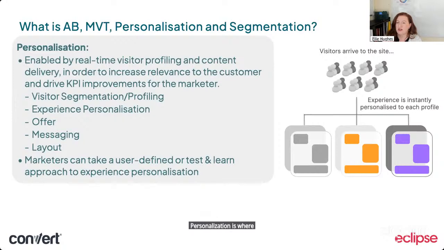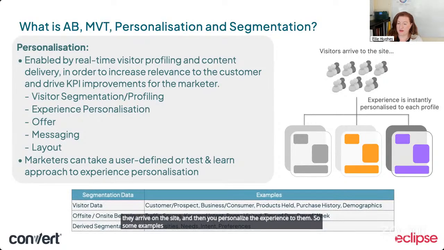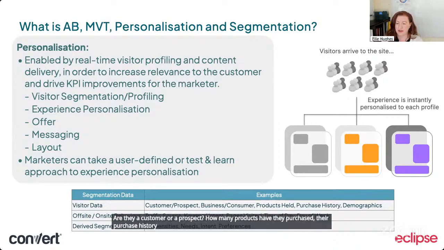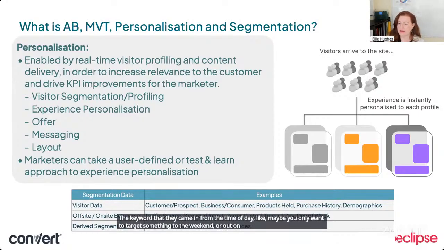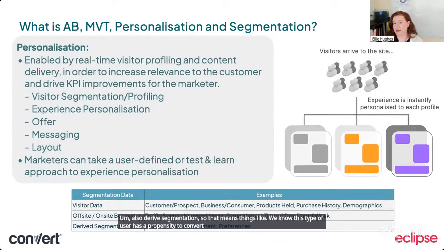Personalization is where you actually look at some attribute of the user as they arrive on the site, and then you personalize the experience to them. So some examples of things that you could personalize would be, are they a customer or prospect? How many products have they purchased, their purchase history? Is there some on-site behavior like the traffic source, the keyword that they came in from, the time of day, like maybe you only want to target something to the weekend or weekdays only. Also derived segmentation. So that means things like, we know this type of user has a propensity to convert in this particular way, so we're going to show them a different price, for example.